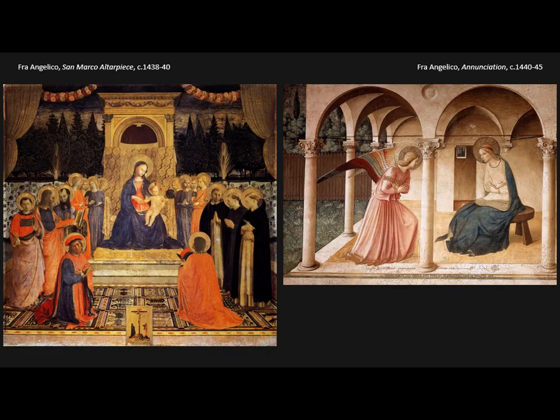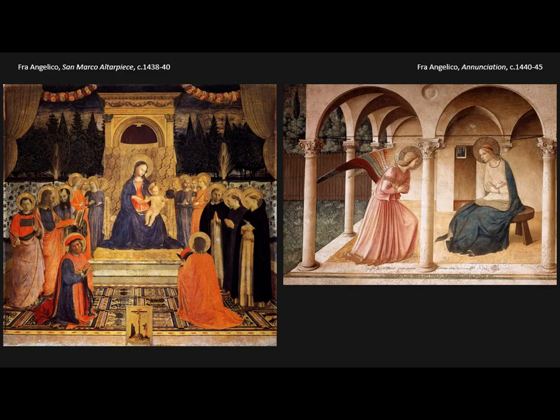Having such a talented painter on board, the monastery also used him for other major painting commissions. Fra Angelico also painted the high altar at San Marco, which shows the Virgin and Child on a throne surrounded by saints. That's a very old way of laying things out. We saw it going back to Duccio.